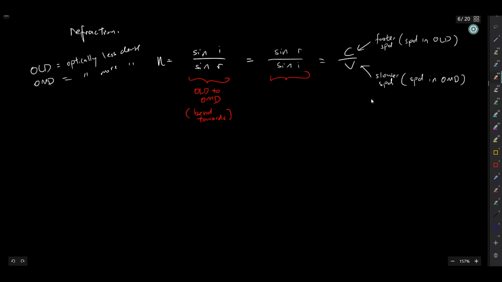Whereas this one is for OMD to OLD. That means maybe glass to air. Then this is bent away. And n is known as my refractive index. This value tells me how much light will bend. The higher it is, the more light will bend.